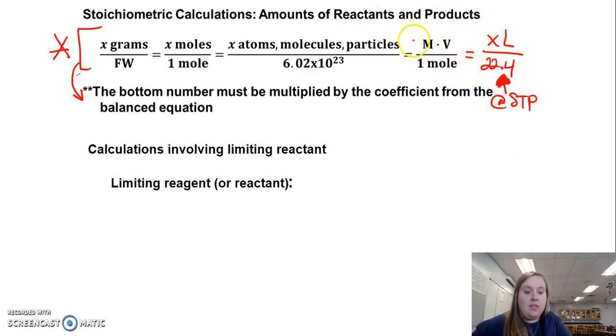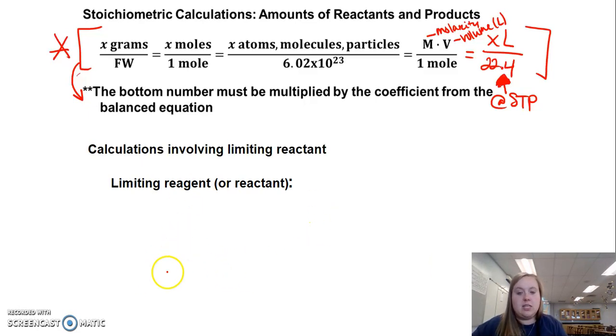Remember, when you're dealing with this one right here, the M is molarity and the V is volume in liters. And again, we'll deal more with molarity in the coming units when we review that. But this is just the general stoichiometry formula, equation, whatever you want to call it. You will do some limiting reactant questions in here. It's also called limiting reagent, same thing.